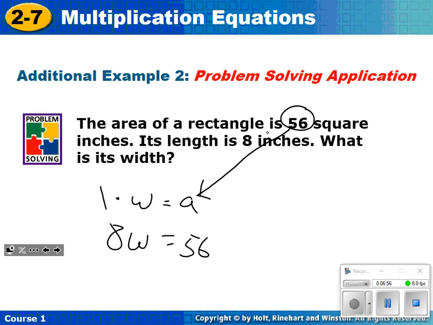Oh, weird. That looks like a problem we know how to do, doesn't it? Except you guys figured it out, and those of you that have your boards up that say 7. 7 what? Hippopotamuses? 7 what? Inches. Okay? Divide by 8 here, divide by 8 here. This goes away. We're left with W equals 7 inches.